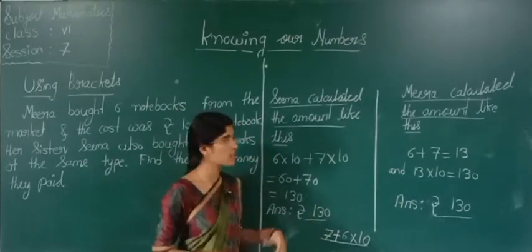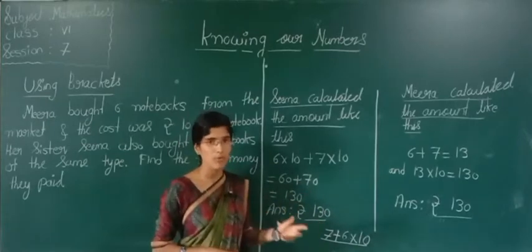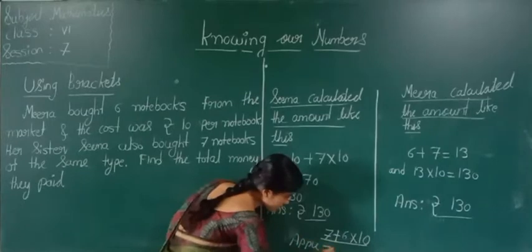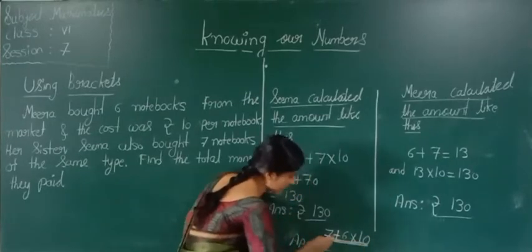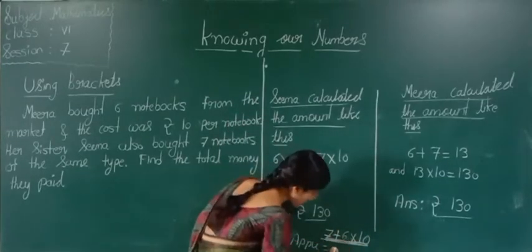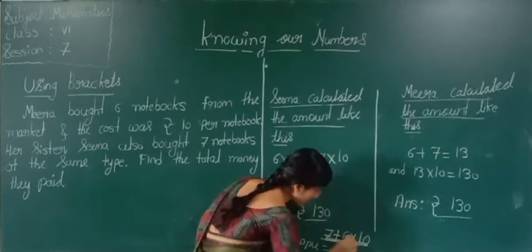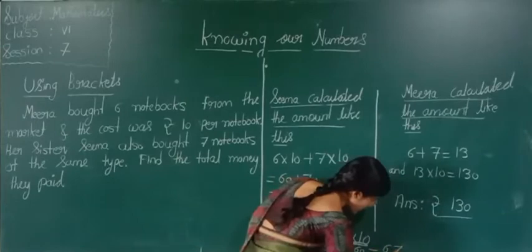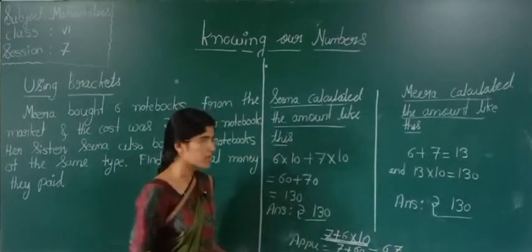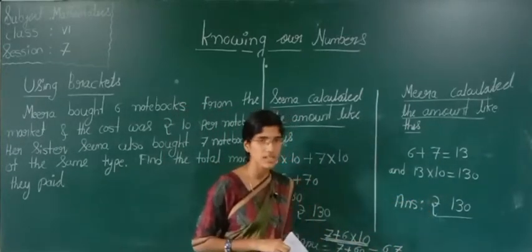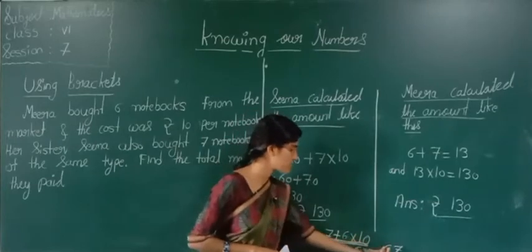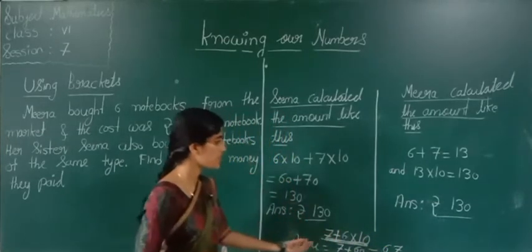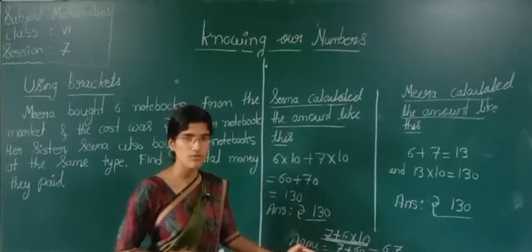One of the friends of Seema and Meera, Appu, will come and he will calculate this. What will he do here? 7 plus 10 times 6 is 60, 60 plus 7 is 67. But Meera's answer is 130. All 3 students got confused. Okay. See here, to avoid confusion, what will we do?